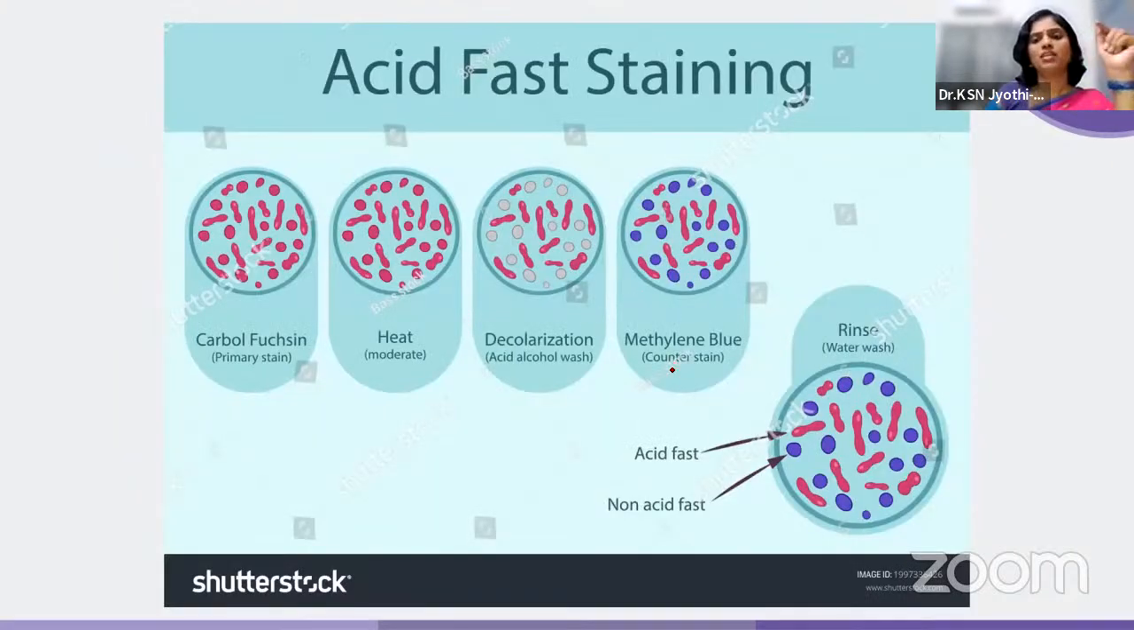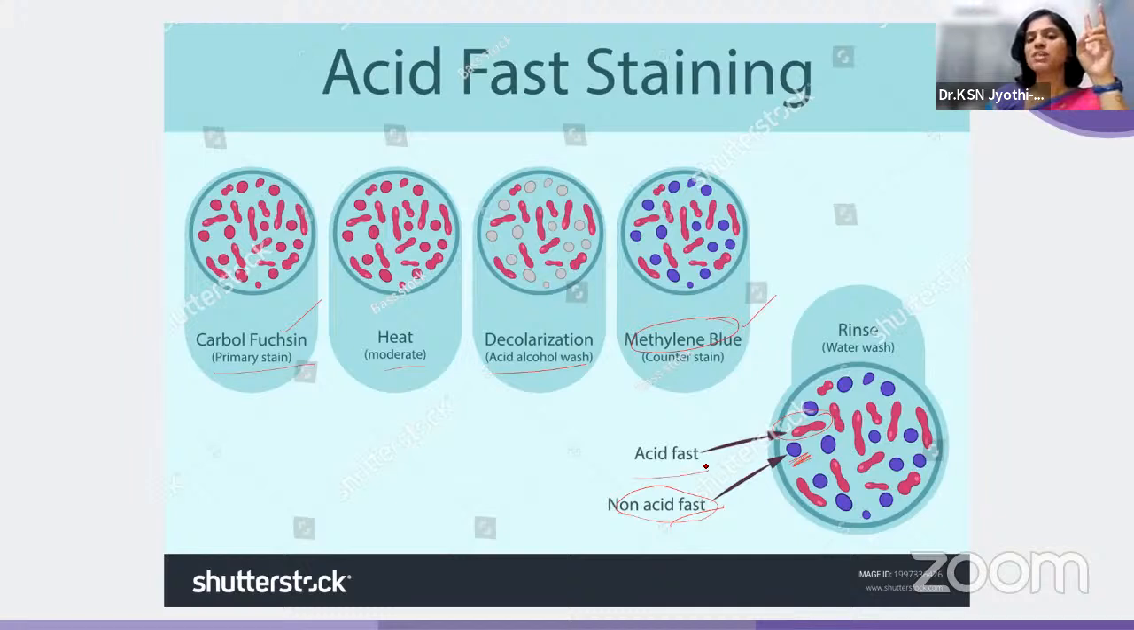So we take a counter stain. First you add a primary stain, that is carbol fuchsin. Then you give a moderate heat treatment. You give an acid alcohol wash to decolorize it. Now only acid-fast bacteria will sustain this wash. They will not get decolorized. Therefore, they will retain the pink color. Whereas the non-acid-fast bacteria, because they get decolorized and take up the counter stain, methylene blue, will look blue in color. So all acid-fast bacteria will look pink in color. Non-acid-fast bacteria will look blue in color.